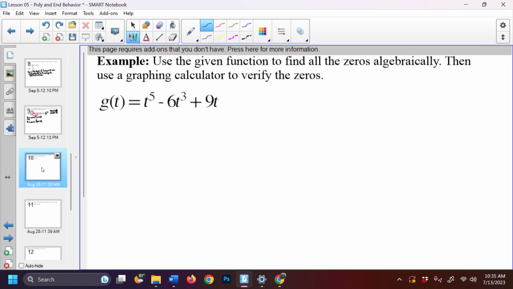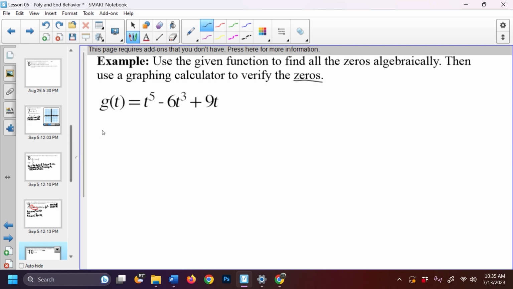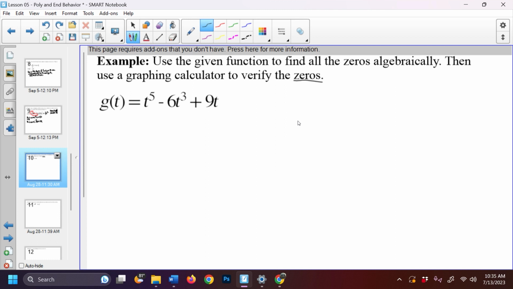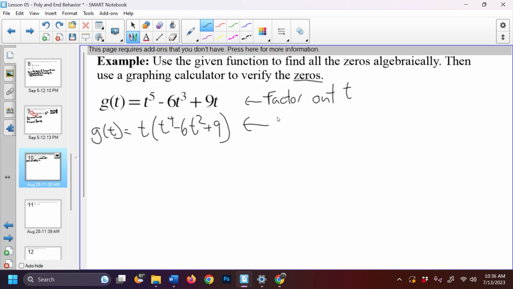All right, use the given function to find all of the zeros algebraically, then use a calculator to verify the zeros. Now, remember we said earlier that a zero has many equivalent definitions and statements. And so if it is a zero, then the one that I'm looking at, it is an x-intercept of the graph of f. So what we're going to do is try to factor. The first thing, I'm going to factor out t. So I'll have g of t is equal to t times t to the fourth minus 6t squared plus 9. And here I'm going to try and factor the quadratic form.